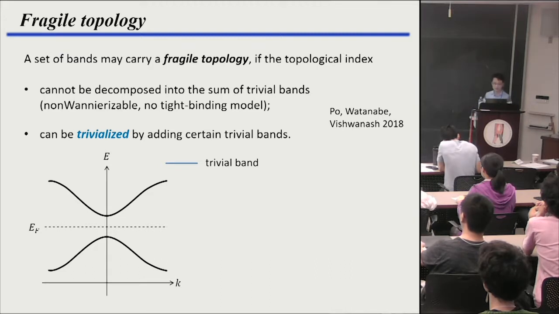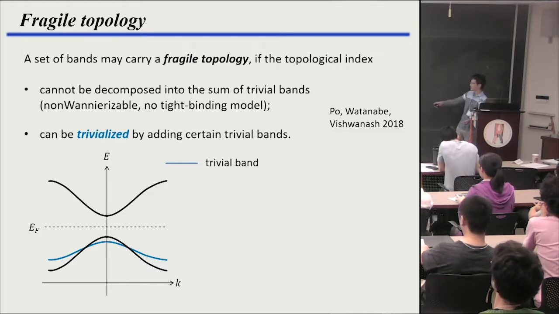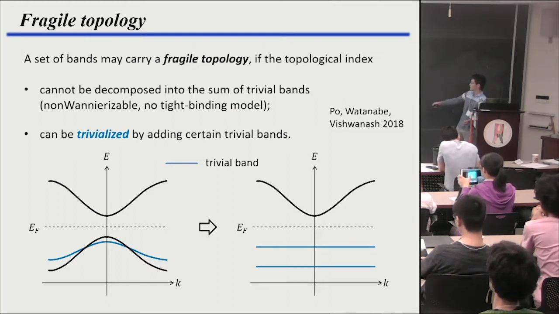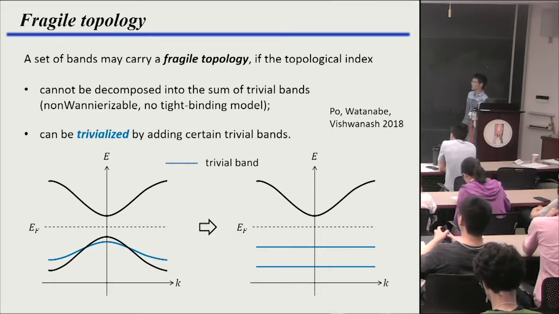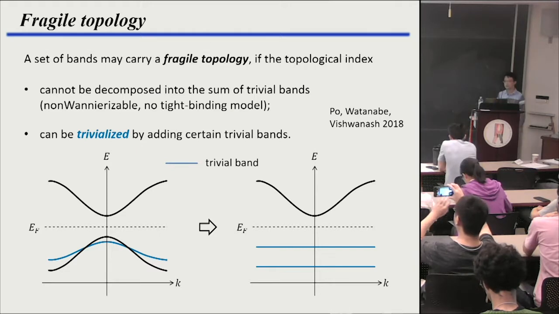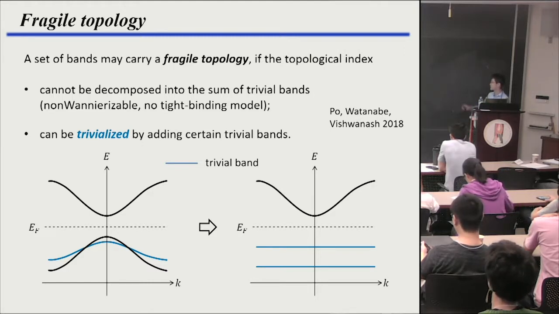This might be a little bit counterintuitive, but I'll give you a simple example to see this. So in this case, basically you can add some trivial band to a topological system, and after some deformations respecting all the symmetries you have, you can make them into some atomic limit trivial bands. This is the concept of fragile topology, first introduced by Adrian and Ashwin. So this is quite recent.